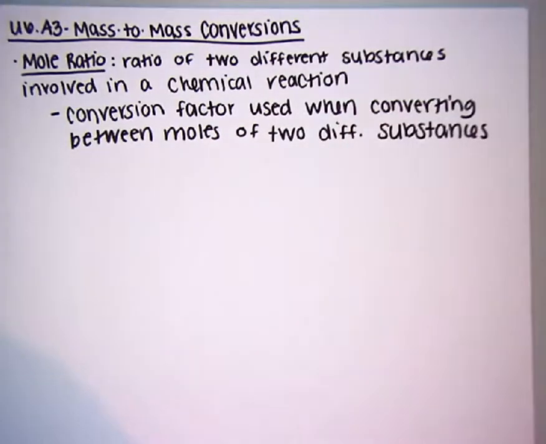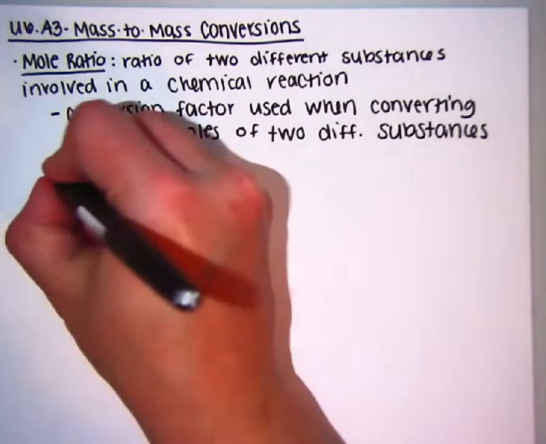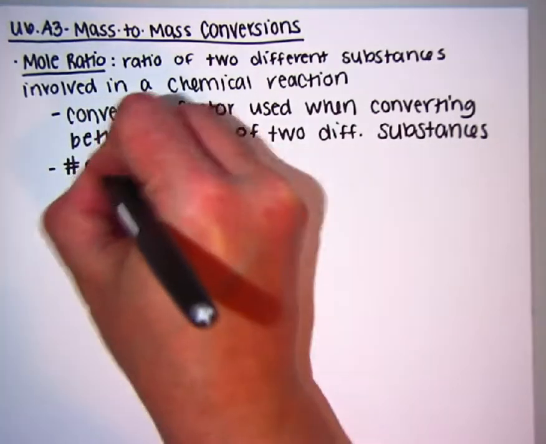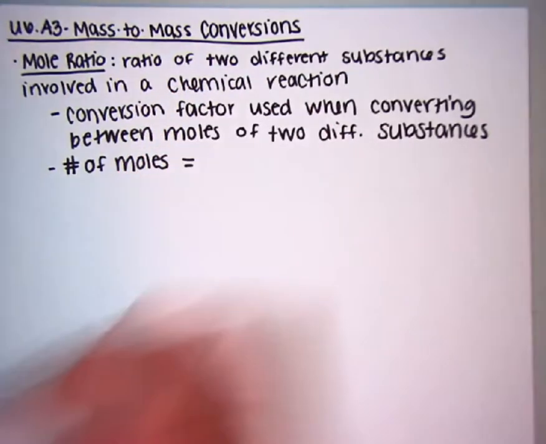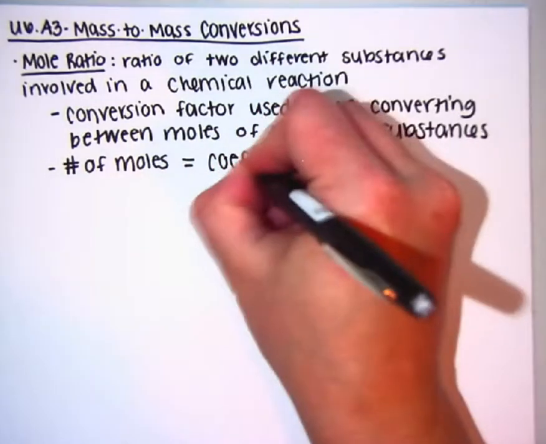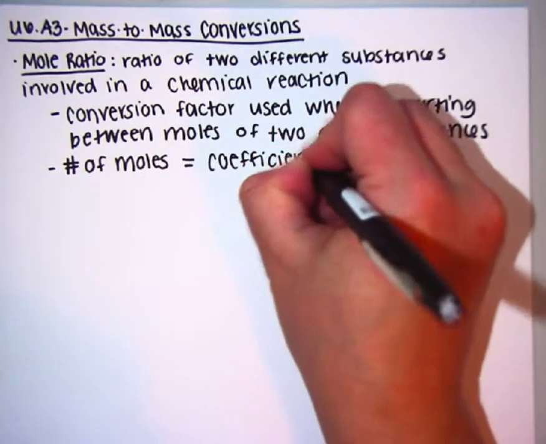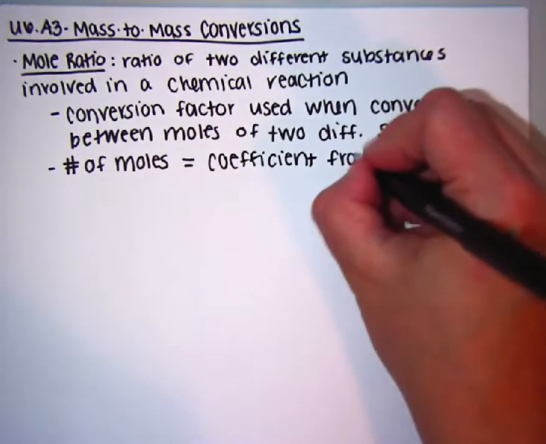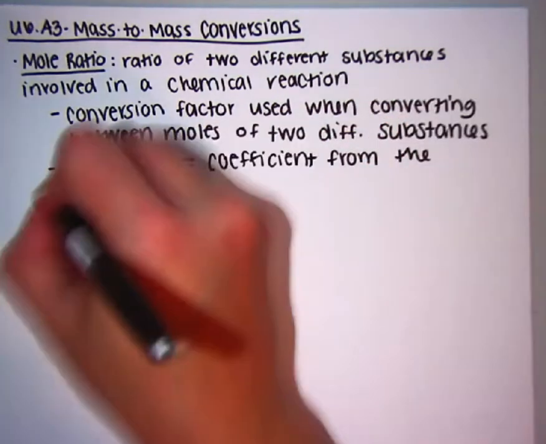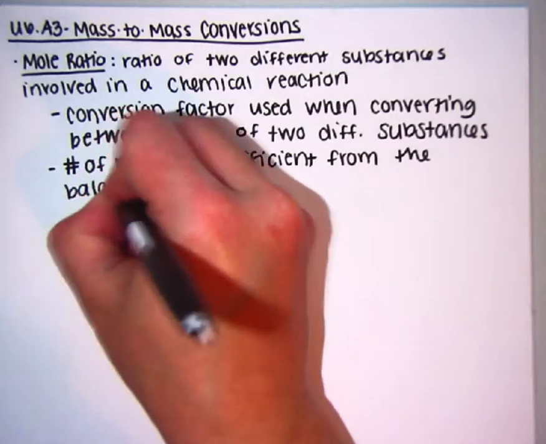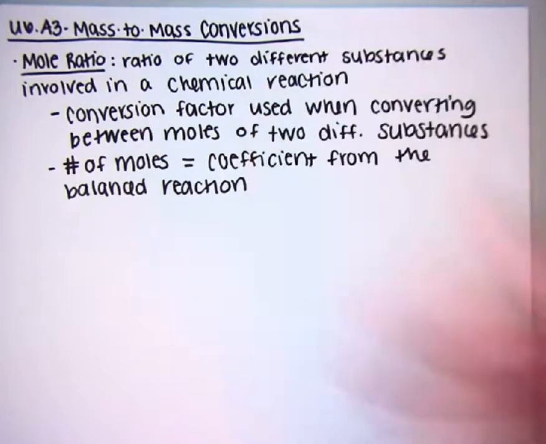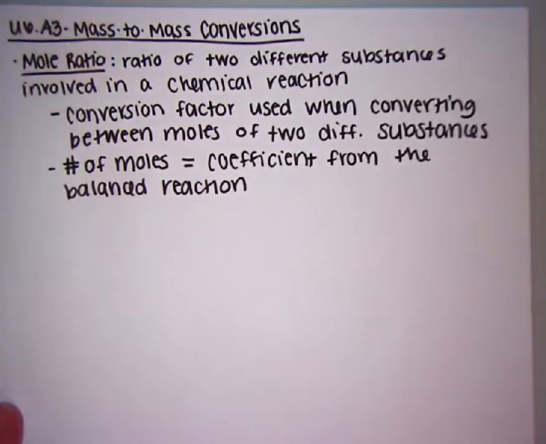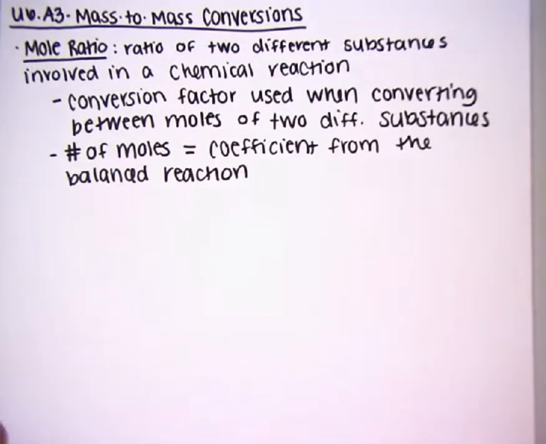And how do we know how many moles we have of a substance? The number of moles is going to be equal to the coefficient from the balanced reaction. So let's just start with a very simple mole ratio calculation before we get to a mass-to-mass.